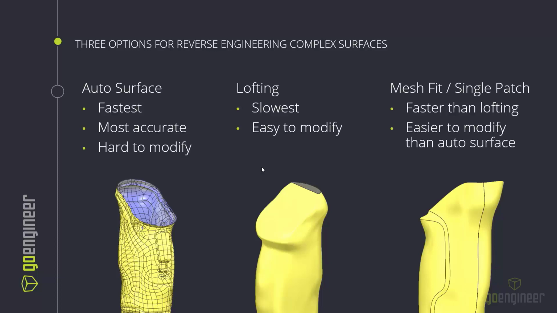Finally, we have the mesh fit or single patch workflow. Now, this is sort of in the middle. It's faster than lofting, but not as fast as auto surfacing, and it is easier to modify than auto surfacing, but doesn't give you as much control as a lofted surface.